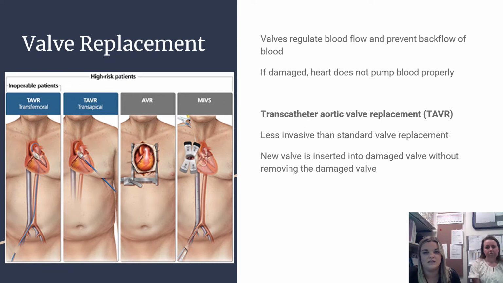So the reasons they would get this type of valve procedure is that it helps regulate the blood flow and prevent backflow into the heart. If damaged, the heart does not pump properly. TAVRs are kind of the go-to procedures because they're less invasive. And in some cases, they are considered a palliative procedure because the patients are a little bit older when they get these procedures.